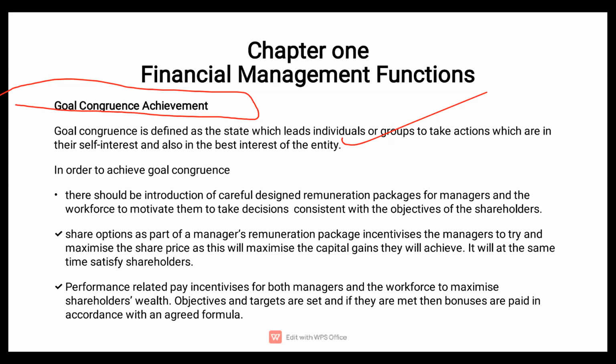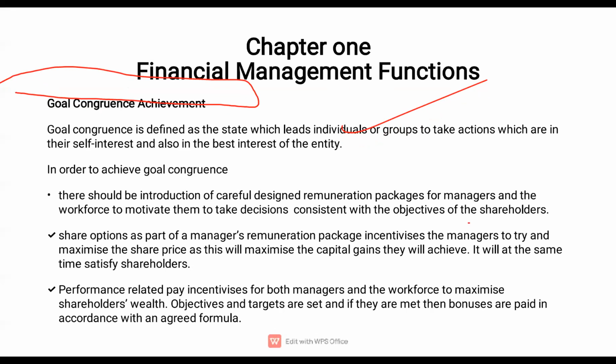Share options as part of a manager's remuneration package incentivize managers to try to maximize the share price, as this will maximize the capital gain they achieve. When you motivate managers well, they will work and do their best for the business, giving all their skills, and that will help in revamping and growing the company. It will make the share prices go up. The share price of a company usually goes up because the value of the company has increased. So companies always target increasing the value of the company so that share prices increase and the capital gain is realized. Is that clear? Yes.